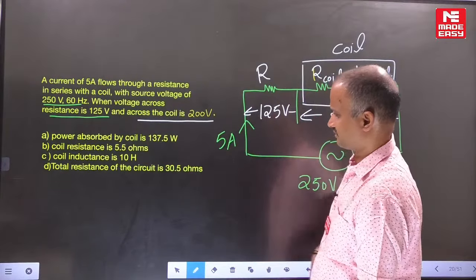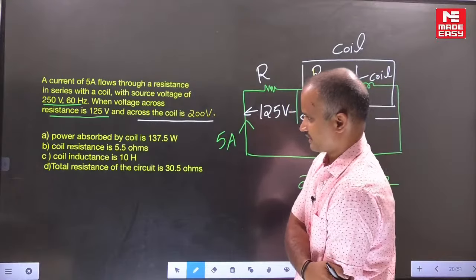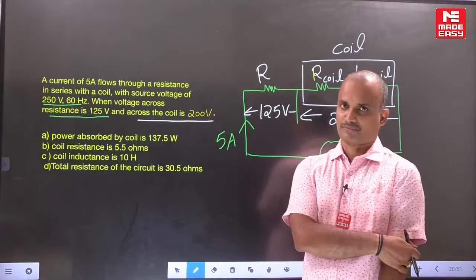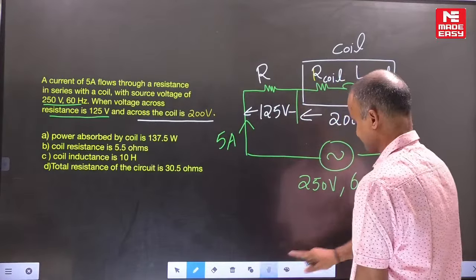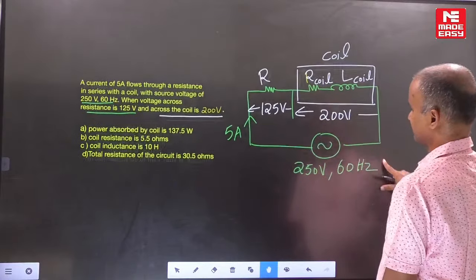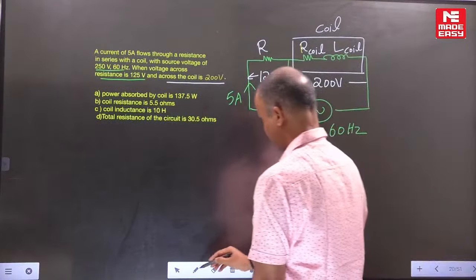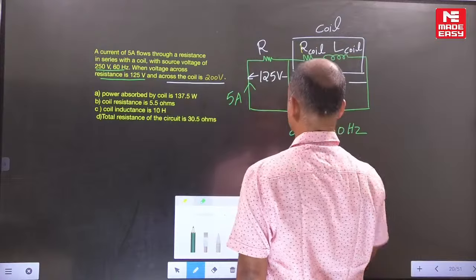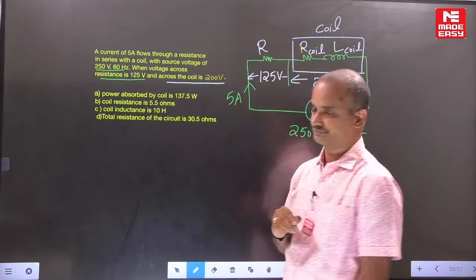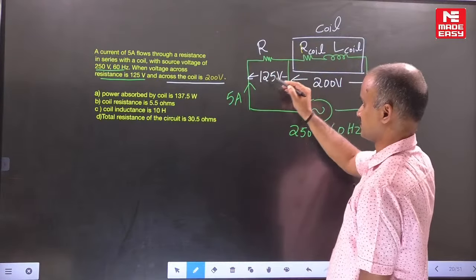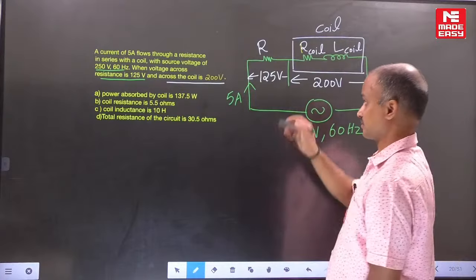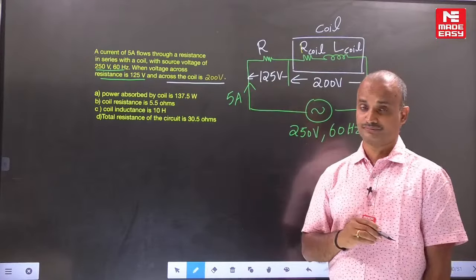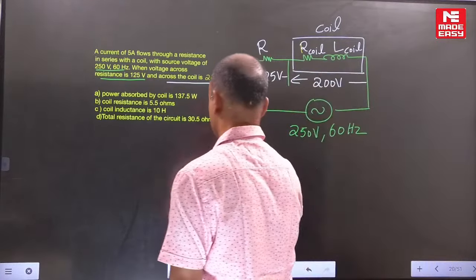Now what are the requirements? The total resistance, coil resistance, inductance, as well as the power dissipation. Let's check. For this example, first, can you find out this resistance value? Can you find this R value here? How do you get this one? This voltage is known, the current is known. From these two, can you find the respective resistance value?